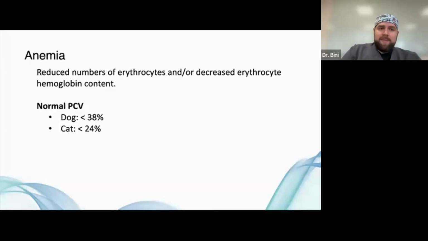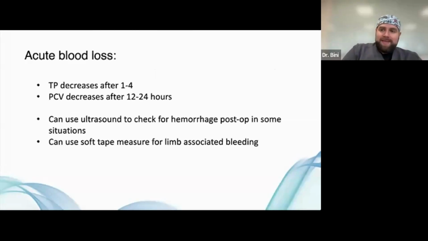Anemia is defined as a reduced number of erythrocytes, and usually in dogs that's below 38%, and in cats below 24%. So that's our definition of anemia. How do we test for it? You could run PCVs and TPs. The problem is that if your patient has an acute blood loss, then the total protein takes 1 to 4 hours to actually decrease, and PCV decreases after 12 to 24 hours. So taking a PCV and TP right after the acute blood loss event is not going to tell you anything, right?